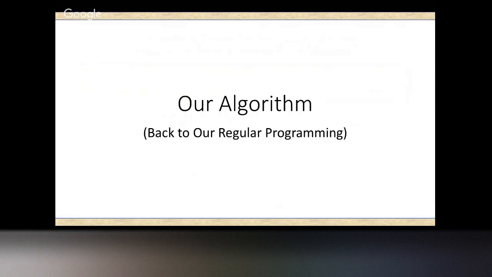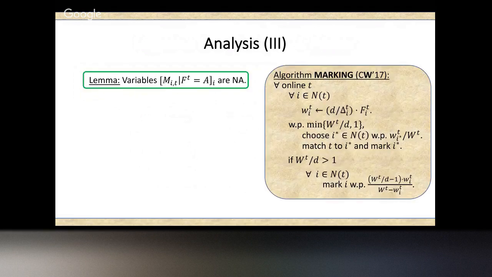Okay, so back to our regular programming, quote unquote. How are we going to use this negative association? In a kind of simple way. So the claim is that the variables MIT, again, indicators for whether or not the edge IT is marked, conditioned on any set of free vertices, are negatively associated. And given the previous slide, this will be a really fast and simple proof.